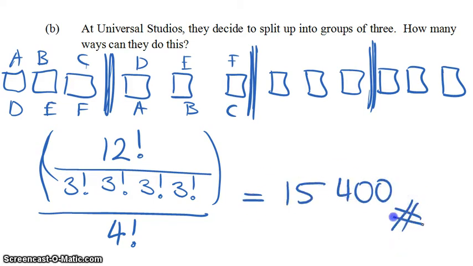15,400. Please note that this is different to the answer provided in the answers at the back of your tutorial. So this is the correct answer. You need to divide through by 4 factorial, not divide through by 4. Your final answer should be 15,400.